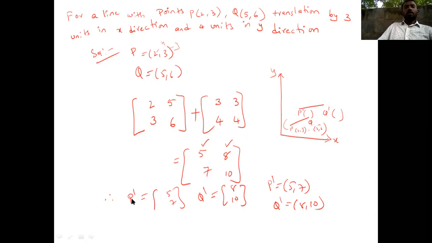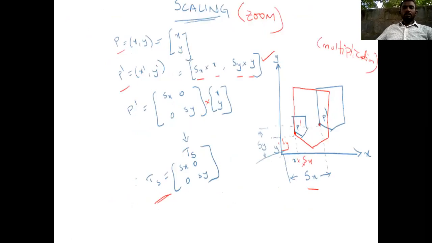So totally, the translation of the object is nothing but P dash equals (5, 7), Q dash is nothing but (8, 10). Therefore P dash is equal to (5, 7), Q dash is equal to (8, 10). So it is the total translation. So these are the examples of the sum. Next one we can see.